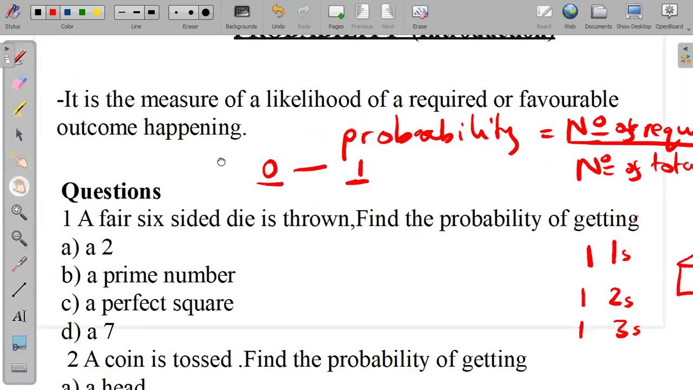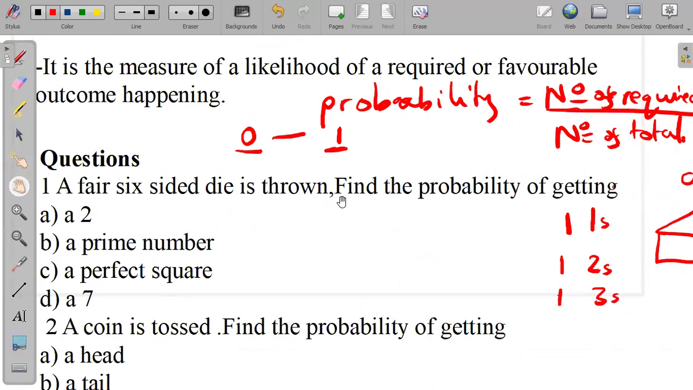All right, so here is a question. It says a fair 6-sided die is thrown. Find the probability of getting a 2. So what shall be the probability of getting a 2 on a 6-sided die? Of course, how many 2s do we have? It's 1 over 6, the total outcomes. That becomes the probability of getting a 2.